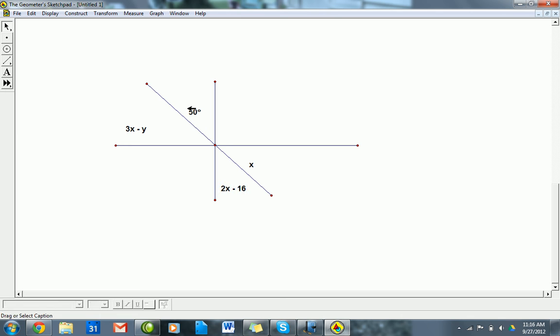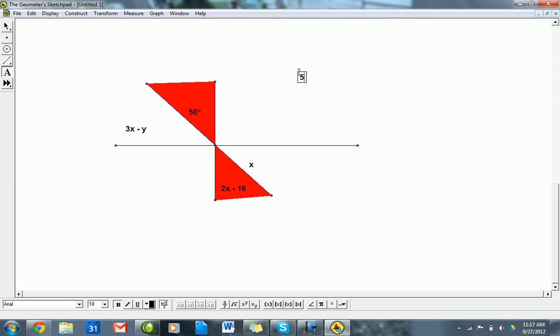So check this out. These two angles right here, 50, and this angle are vertical angles, right? So if you recall by the vertical angle theorem, these guys are going to be congruent. So by the vertical angle theorem, 50 equals 2x minus 16. I'm going to solve for x. I'm going to add 16 to both sides by the addition property of equality. And then I'm going to divide both sides by 2, division property of equality, to get x, which is 33.